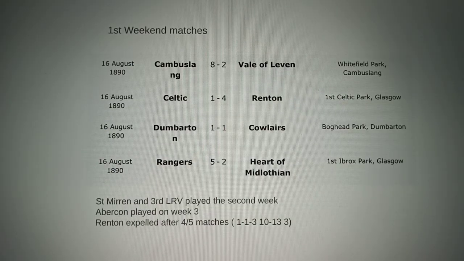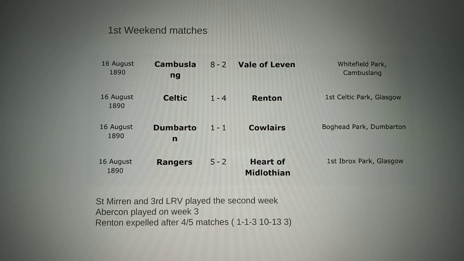The 16th of August 1890 was a weekend that was designated as the first weekend of the Scottish Football League. As you can see, there were 4 matches where Cambuslang beat Vale of Leven, Celtic lost at home to Renton, Dumbarton drew 1-1 with Cowlairs, and Rangers beat Heart of Midlothian at Ibrox. St Mirren and the 3rd Lanark Rifle Volunteers, or the 3rd LRV, played their first matches the following weekend, and Abercorn played their first match after week 3.